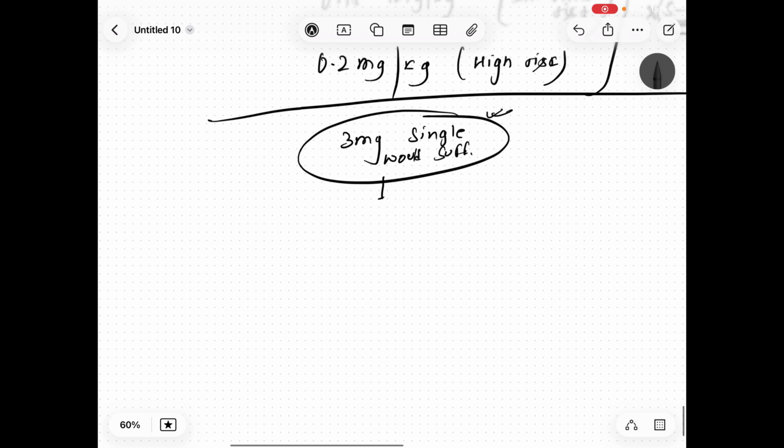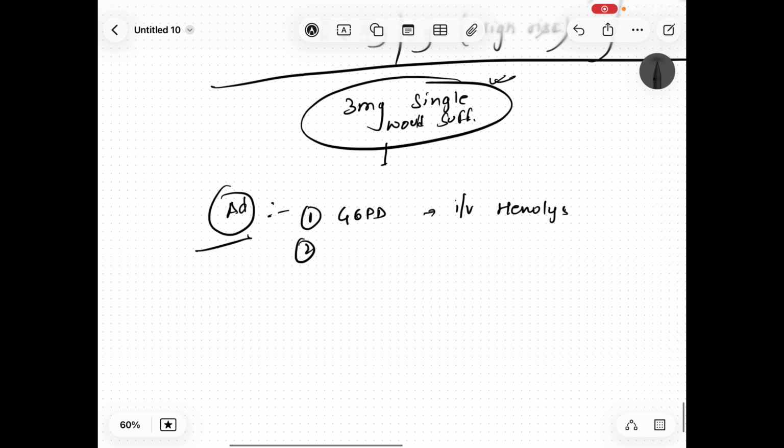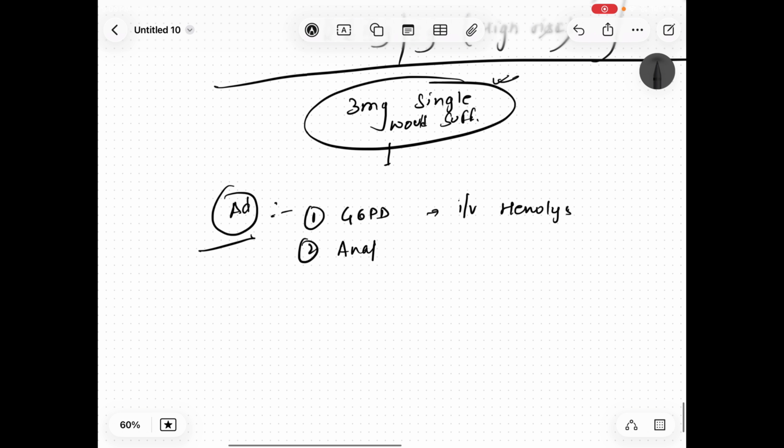As we already know, what are the adverse effects? It is contraindicated in G6PD deficiency as it can cause intravascular hemolysis. Other adverse effects: it can cause anaphylaxis, and it can cause methemoglobinemia.